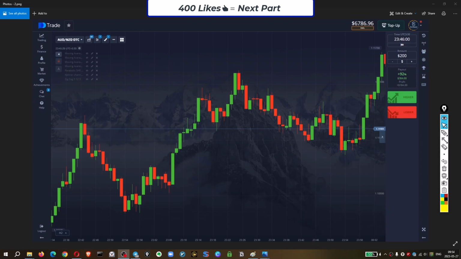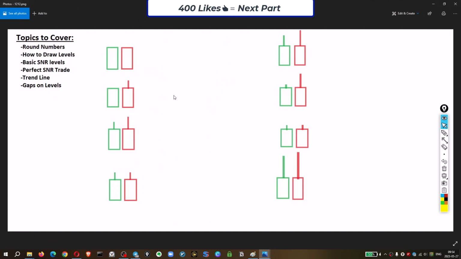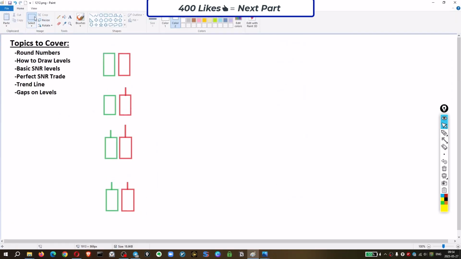So the next thing to cover is how to draw the basic SNR levels, okay? So the first thing I have to talk about is that in order to draw SNR levels, we need, let me just clear this.